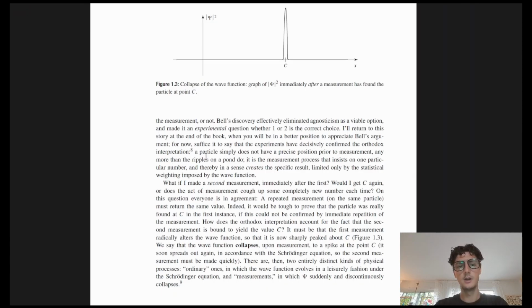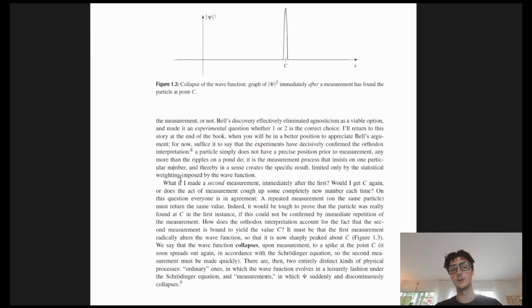A particle simply does not have a precise position prior to measurement, any more than the ripples on a pond do. It is the measurement process that insists on one particular number and thereby, in a sense, creates the specific result, limited only by the statistical weighing imposed by the wave function.